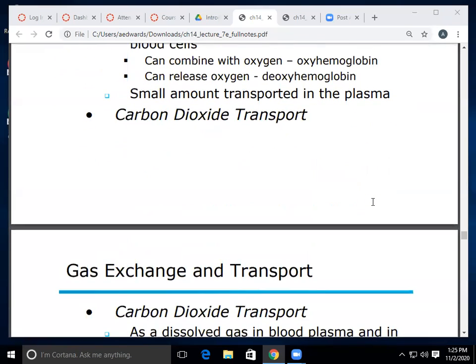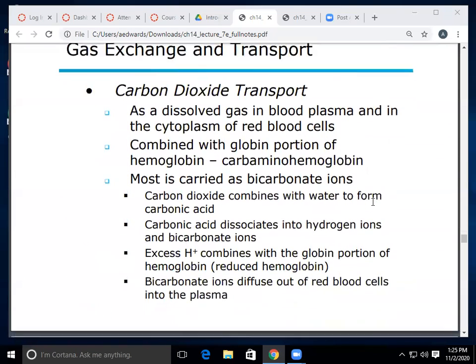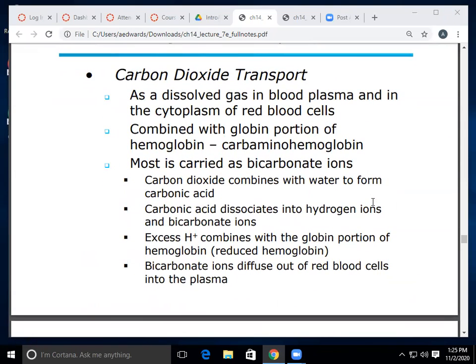Now you're also going to have transport of carbon dioxide, again through your bloodstream. Carbon dioxide is going to be in your blood plasma as well as the cytoplasm of the red blood cells, with the exception of some that combines with the globin portion of hemoglobin, which forms carbaminohemoglobin. So some of it's there, but you see more of it in the blood plasma than you do with oxygen.